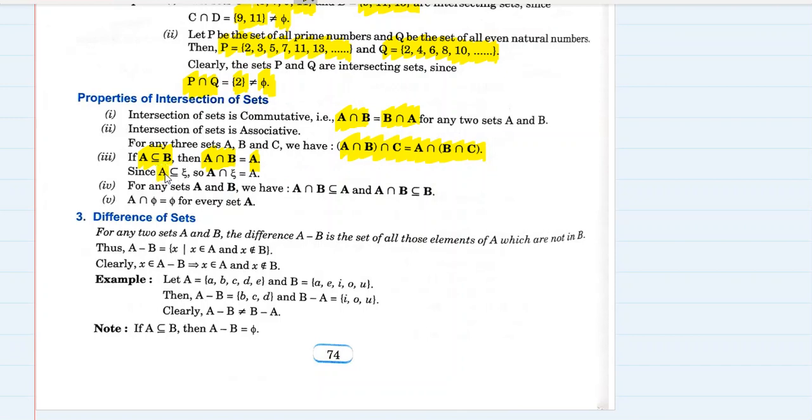Since A is a subset of the universal set, A intersection the universal set will be equal to set A. For any two sets A and B, we have A intersection B as a subset of A and A intersection B as a subset of B. So the intersection of two sets is a subset of both the original sets. Intersection of any set with a null set will always give you the null set, always.